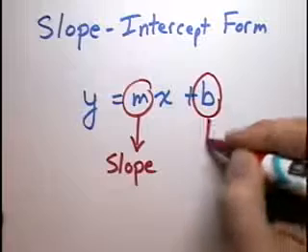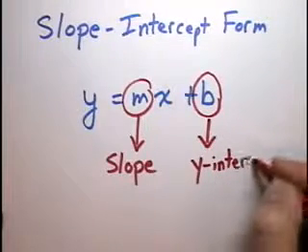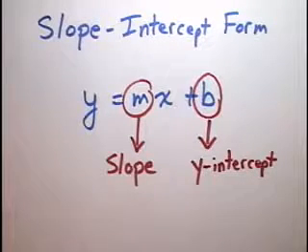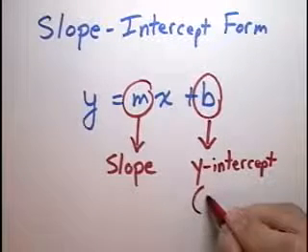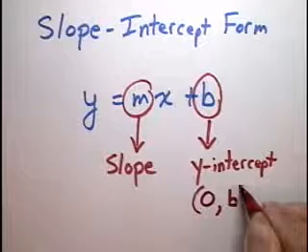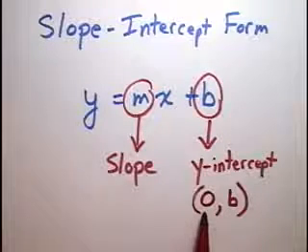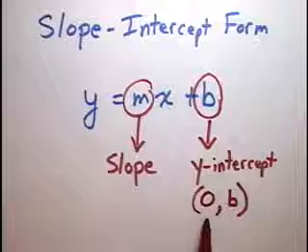B is the letter that they've chosen to stand for the y-intercept. If you remember, the y-intercept is the point where your graph crosses the y-axis. What it does in this case is it gives us an ordered pair. It tells us that we have the ordered pair (0, b). b is the y value of the ordered pair where x is 0. So it's going to automatically tell us one point that right away we can put on our graph.